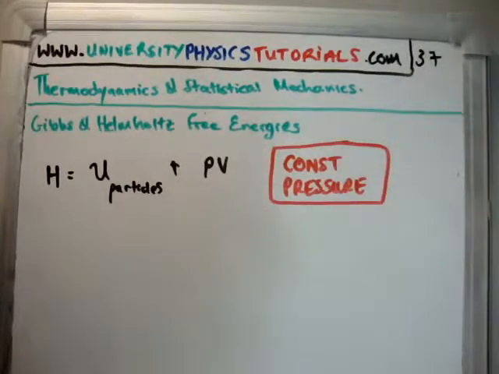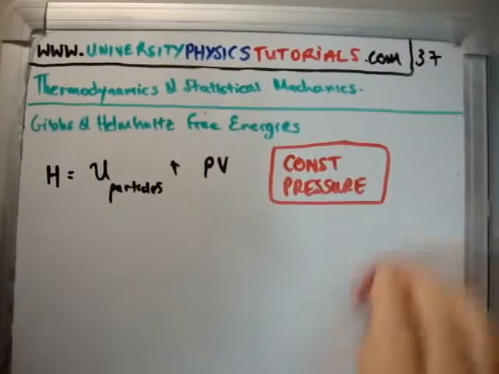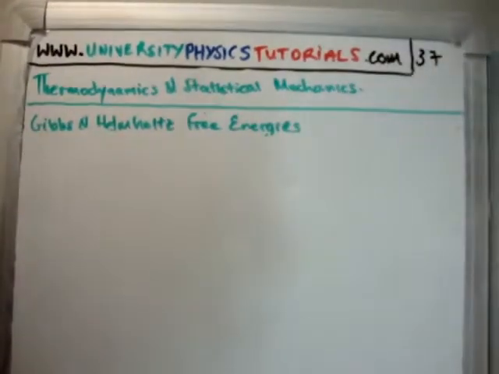So PV is the work done on the atmosphere in order to make room for the particle. Just to remind you, if something is at constant pressure, then adding to the system will not change the pressure, but its volume will change. Okay, so we define the enthalpy as H is equal to U plus PV. Okay, let's move on. So the first free energy I'm going to discuss is the Helmholtz free energy.